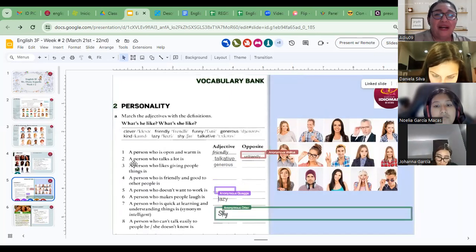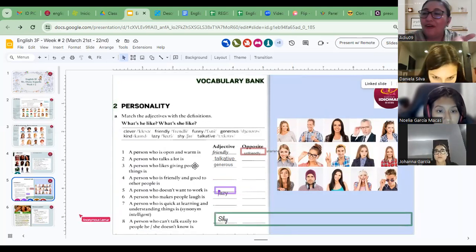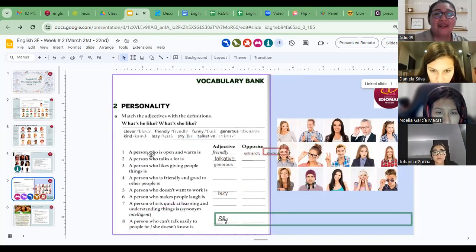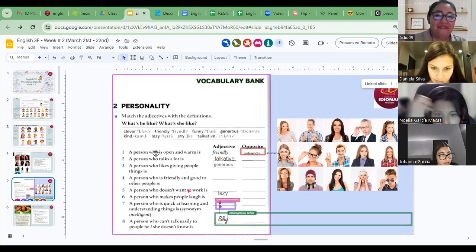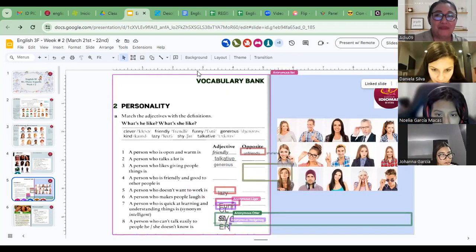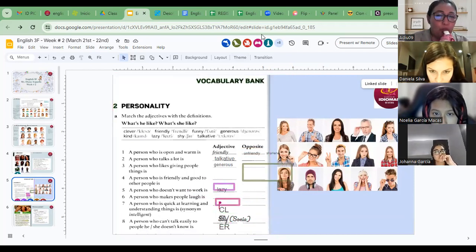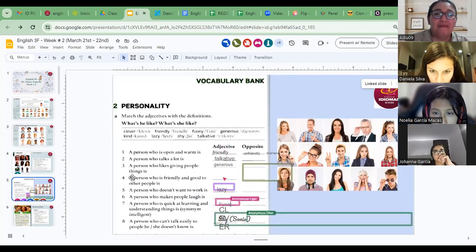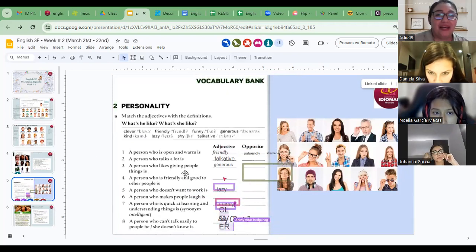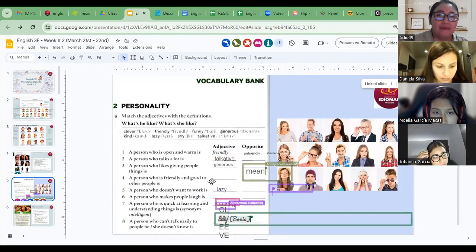Ujú. What about a person who likes giving people things? Siempre comparte, ¿no? He's always, oh, here, do you want some? Like, generous. So what is the opposite of generous? Opposite of generous. What could be the word? That's one. That is number 3, right? What about number 4? A person who's friendly and good to other people.